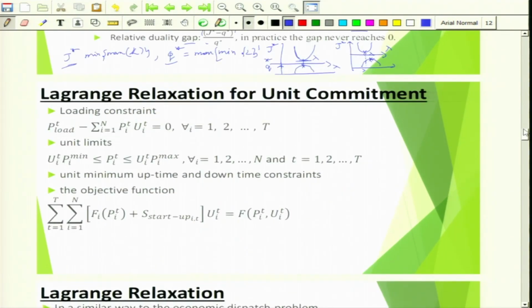Now this is the loading constraint. The time period starts from t is equal to 1 to T, because load is changing from the first interval to the last interval, t is equal to T. So what is the loading constraint? The summation of load minus generation put together should be equal to 0. Now this is for all time periods.